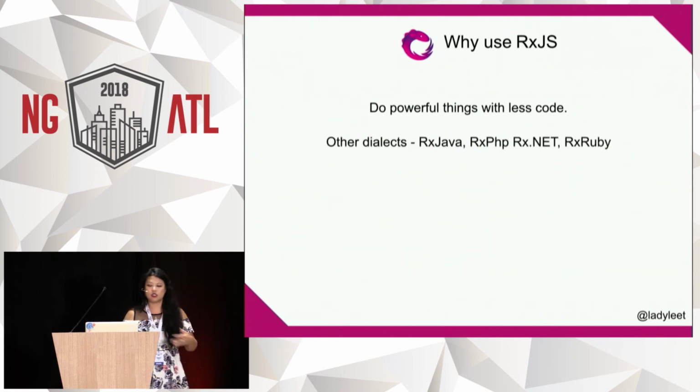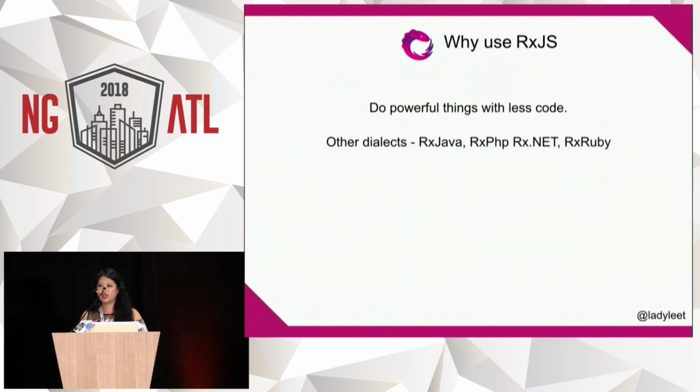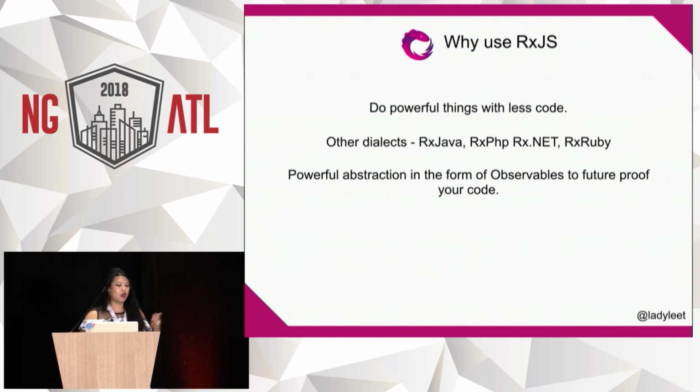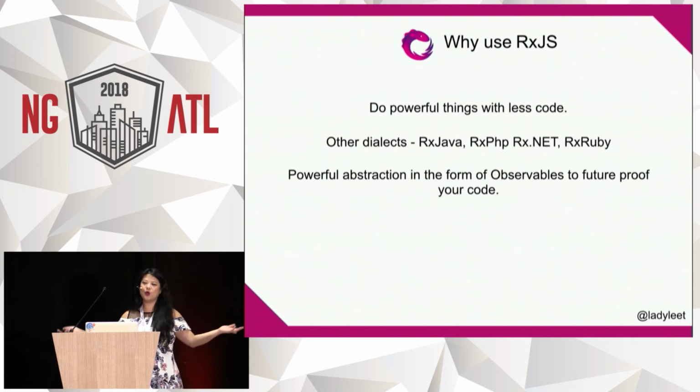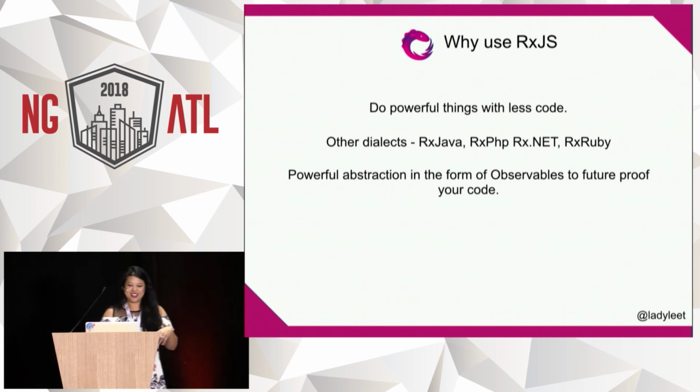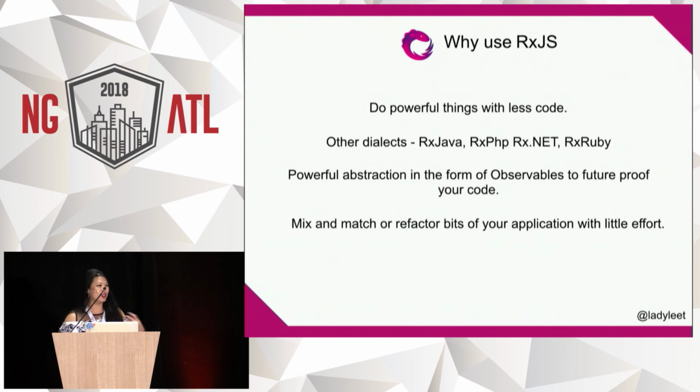There are also other dialects, such as RxJava, RxPHP, and Rx.NET. So as you're working with backend teams who are on .NET, if they're using Rx.NET and you're using RxJS, you have a common language that you can understand, and that's kind of cool. It also provides you with a powerful abstraction in the form of observables, so you can future-proof your code. I love that. Jay and Ben give me crap for saying that, but it's true, and I'll show you why, I promise. And also, when you learn something like Rx, you can very easily mix and match and refactor little bits of your application with very little effort.